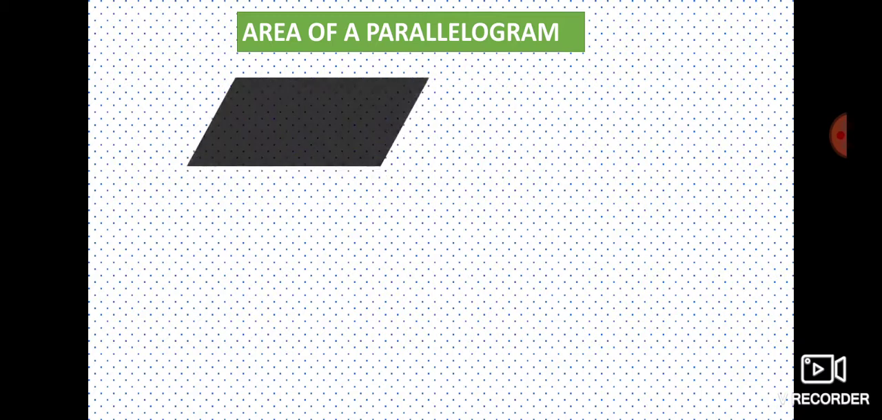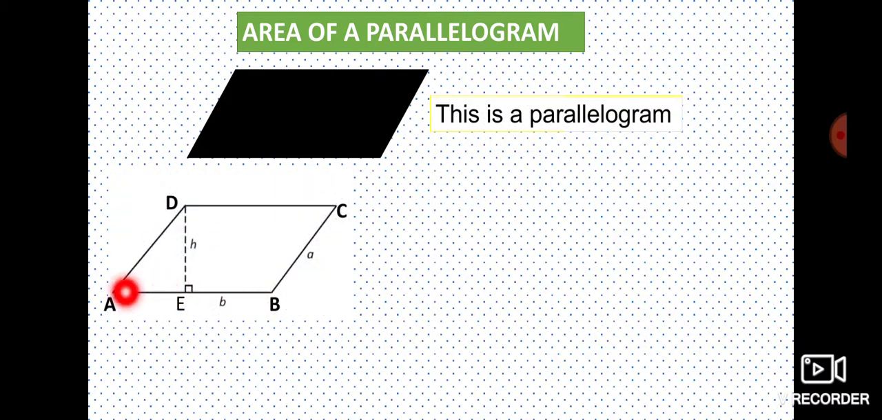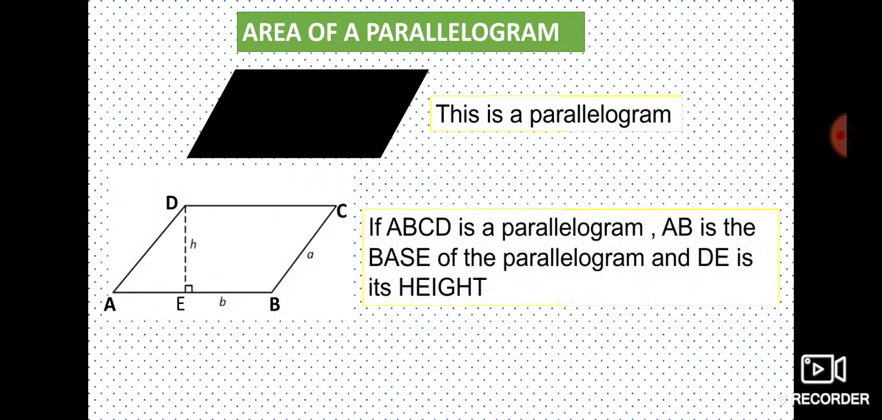Next, the new topic is area of a parallelogram. Do you know what shape is a parallelogram? Yes, this is the shape for a parallelogram. Look at the second figure. ABCD is the parallelogram. AB is the base of the parallelogram. This is the bottom side, so this is the base.